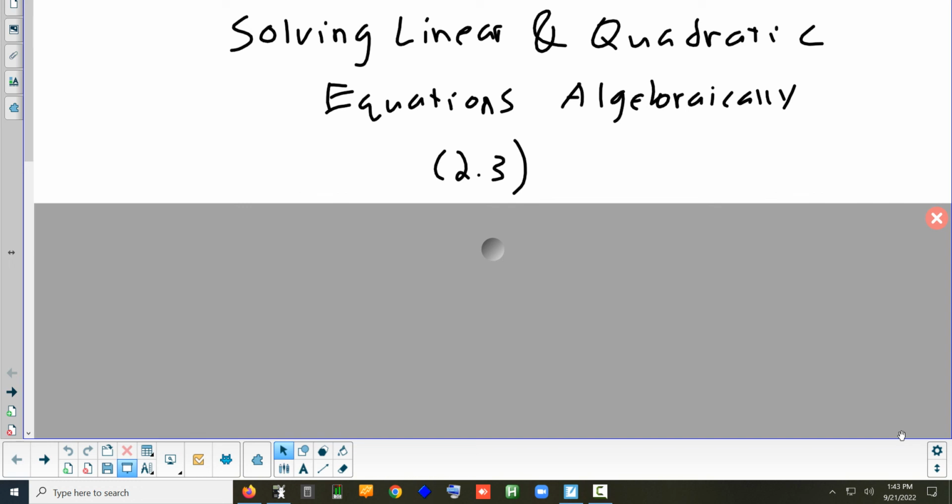So section 2.3 is on solving equations. Two main types, linear and quadratic, but we're going to focus on doing it algebraically. All right, so if you're still a little rusty on how to get x by itself in an equation, that's kind of what we're going to look at right now.